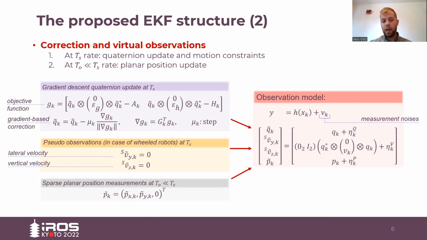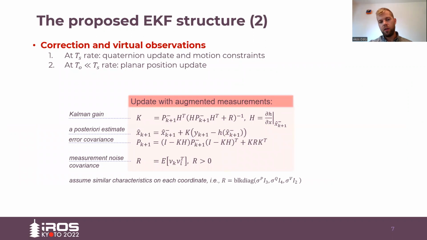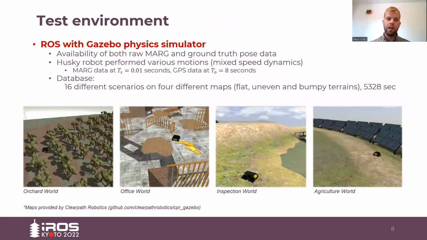And in the third place, we had the sparse planar position measurements, which are supplied by GPS or radio modules. Based on the correction signals, the observation model was formulated, and it mapped the state space into the measurement space. This observation model was utilized in the update phase of the EKF in order to obtain the a posteriori estimates.